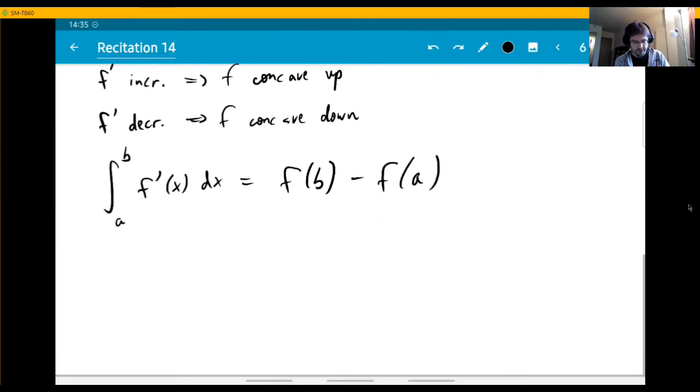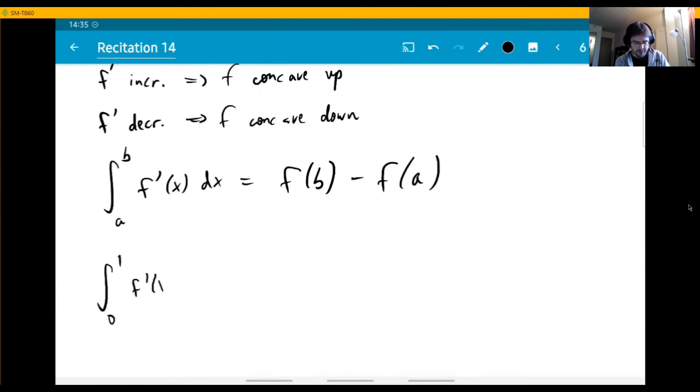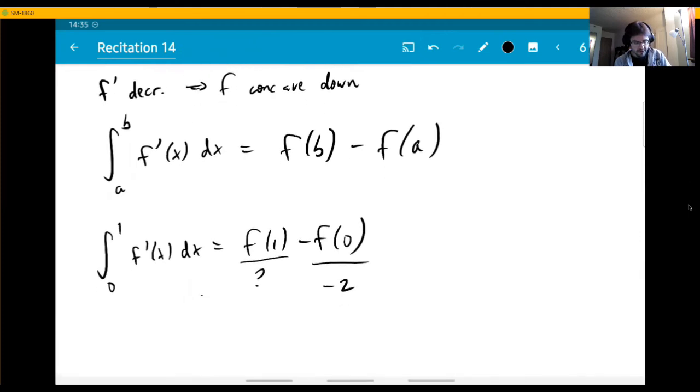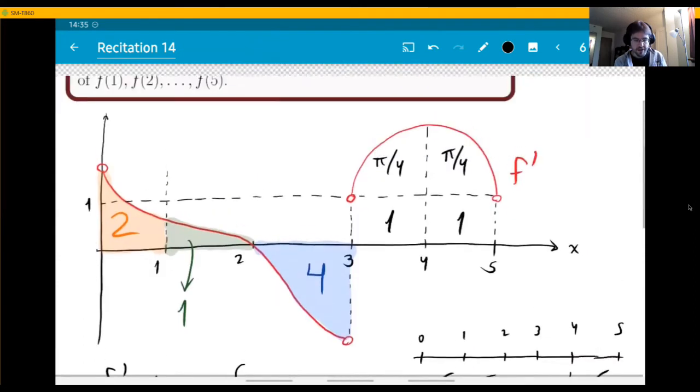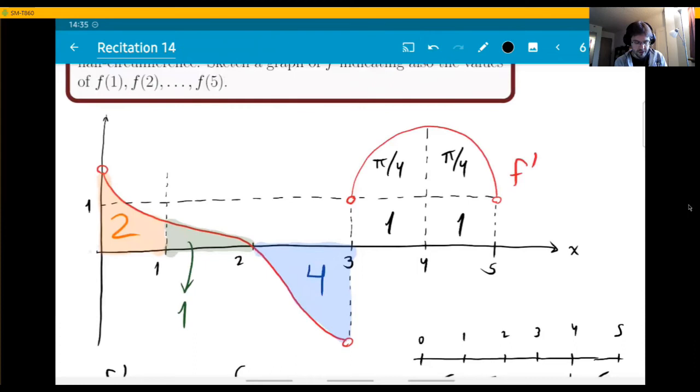So I'm going to start with the first one. The first useful points a and b to select are going to be 0 and 1. Why? Well, this one, f of 0, we already know. They told you it's -2 in the problem. f of 1, we don't know. We're going to find it from this equation. What is the integral of f prime between 0 and 1? Scroll back to the graph of f prime. That integral represents the orange area here, the 2.